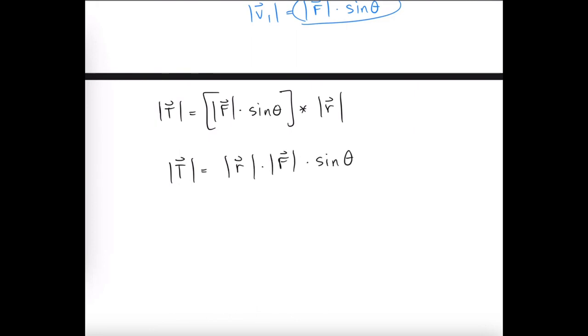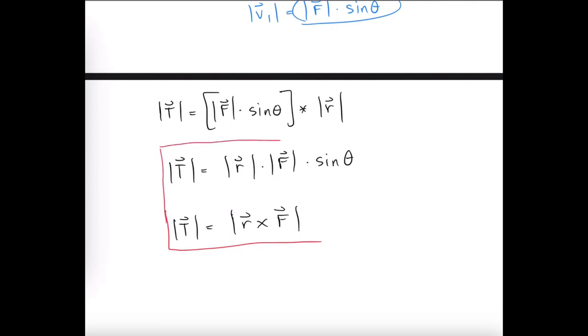And hopefully by now this formula is starting to look familiar to you, because this can also be calculated by just looking at the magnitude of the cross product of r and f. And either one of these can be used to determine the magnitude of the torque vector, depending on the scenario that has been given, or the way that the scenario is provided. You may choose to use one or the other when calculating the torque.